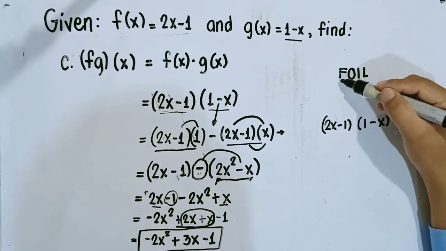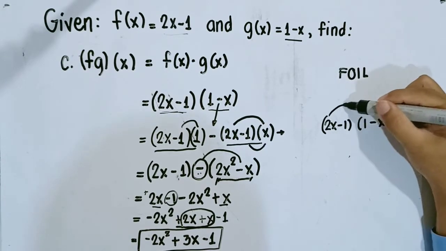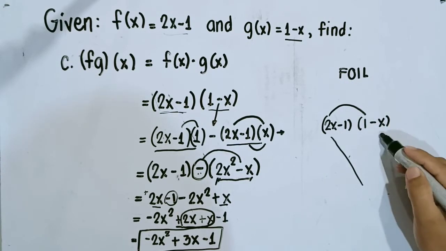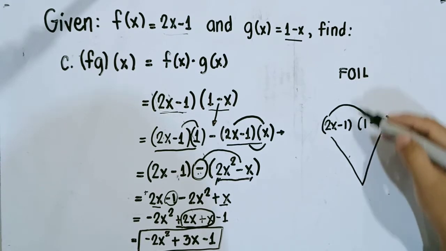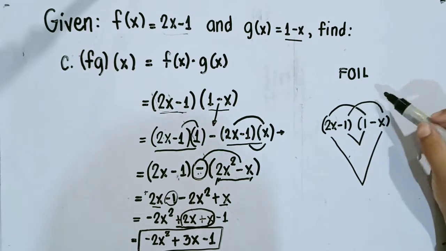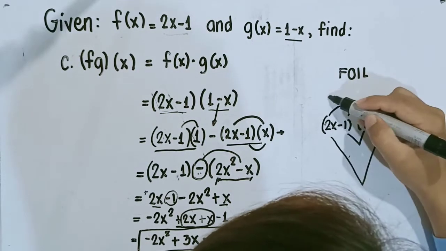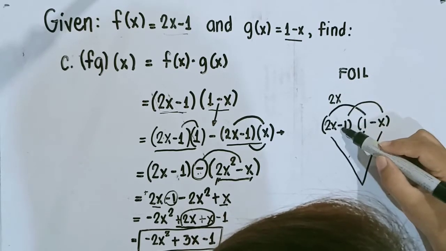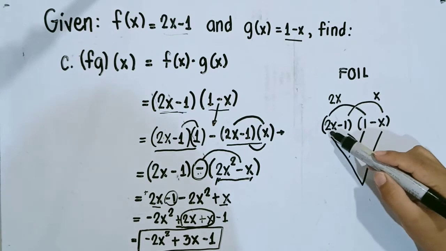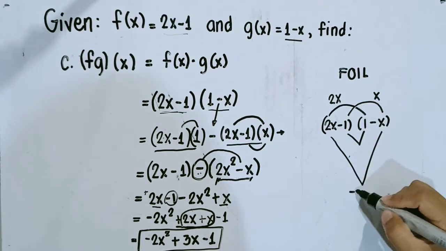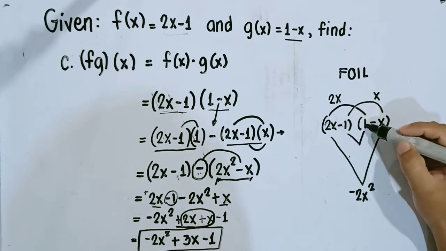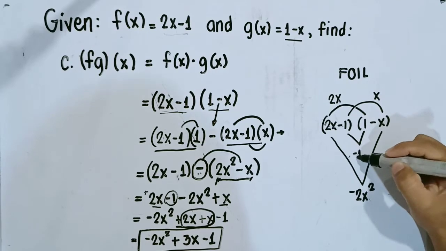F stands for first terms, so we have first terms 2x and 1. O for outer, we have the outer terms. For I, inner, this one. And L for last. So we will solve 2x times 1, we have 2x. Negative 1 times negative x, we have positive x. For our outer, 2x times negative x, we have negative 2x squared. And for negative 1 times positive 1, we have negative 1.